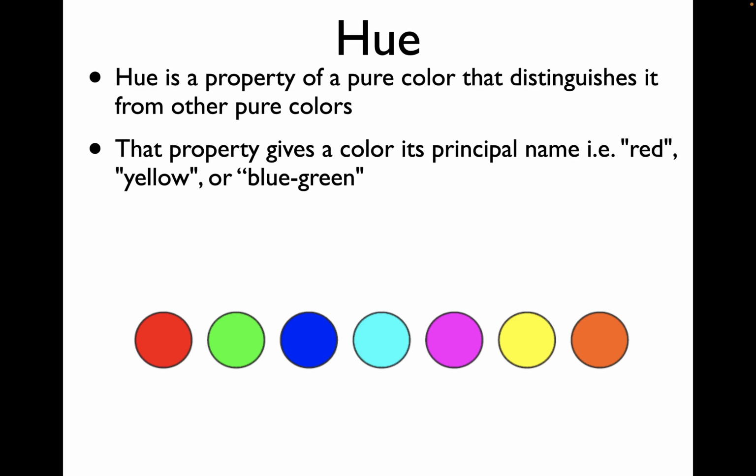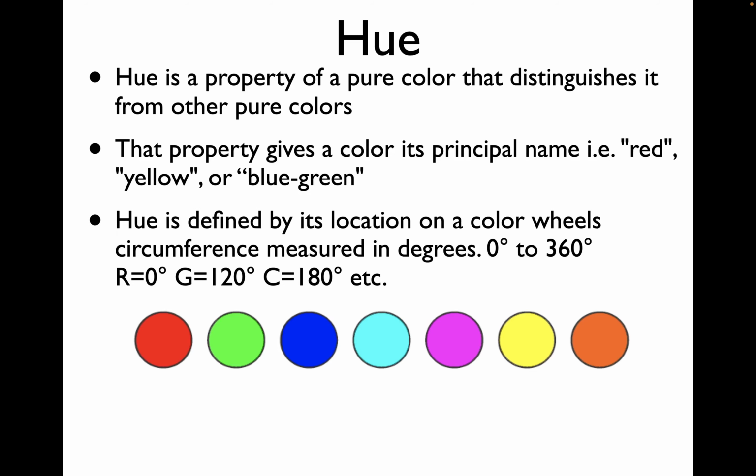So a more defined version of it is the property that gives the color its principal name. So it's red or yellow. When we say, oh yeah, this is green, we know what that means, that's hue. Or that's red, yeah, we know what that is, that's hue. That's what hue basically is referring to.